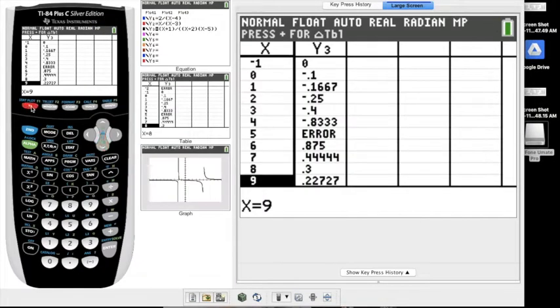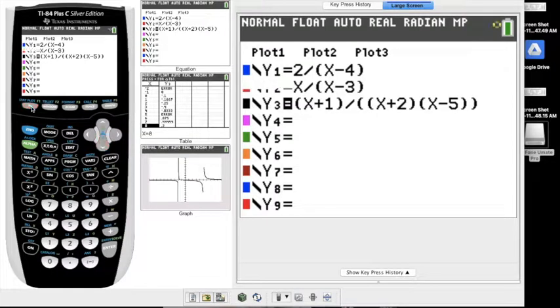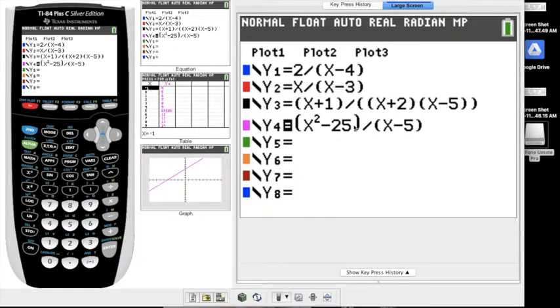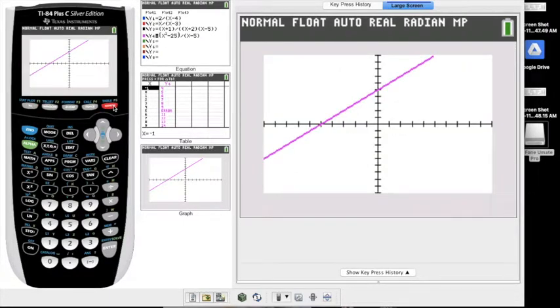I forgot we needed to do this one here. So I guess I'll clear that one out. And I'll just type it in the exact way it looked at the beginning here. Okay, so after you get that typed in correctly there, we'll look at the graph. And notice that does look like the line x plus 5. And really, we don't see anything that's weird about this graph here. We don't even see this mysterious hole that we were talking about.